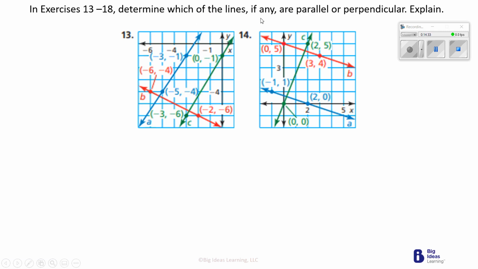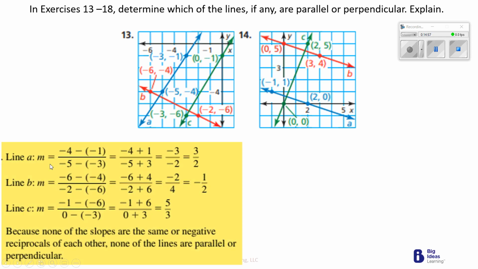Determine which of the lines, if any, are parallel or perpendicular. Explain. Okay, we've got to determine which ones are parallel, which ones are perpendicular. So let's see. First, this looks like line A, this is B, and this is C.